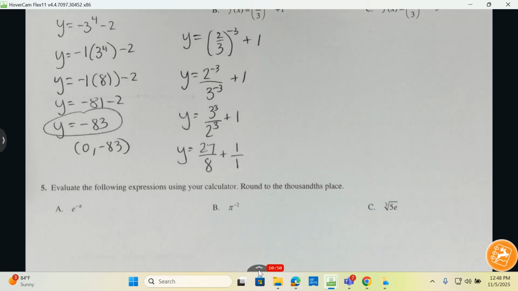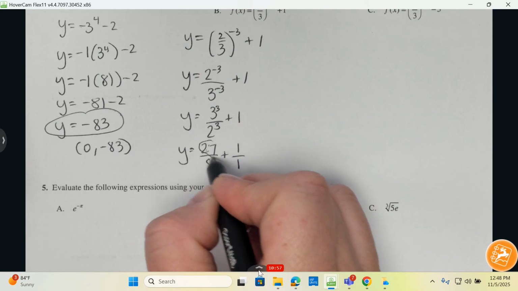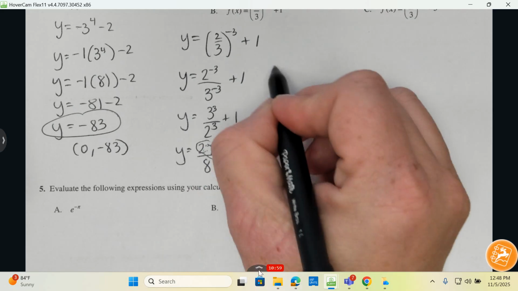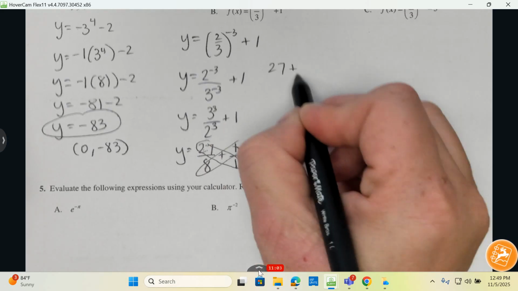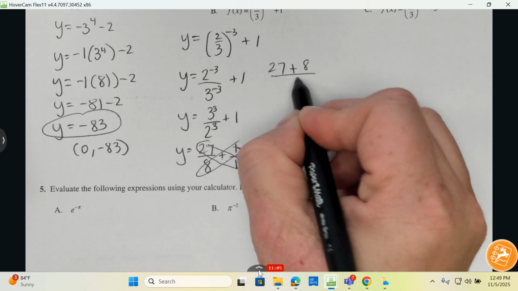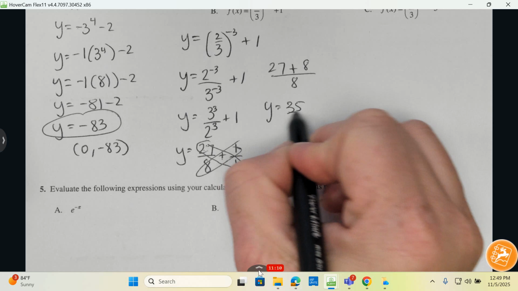Now, how you want to do this is up to you. You can find the common denominator, or you may want to use the butterfly method. Butterfly method always starts in the top right and diagonal down. 27 times 1 is 27. In this case, we drop in a plus sign. And then 1 times 8 is 8. On the bottom, we multiply it to get 8. All right, 27 plus 8 is going to be 35 over 8.